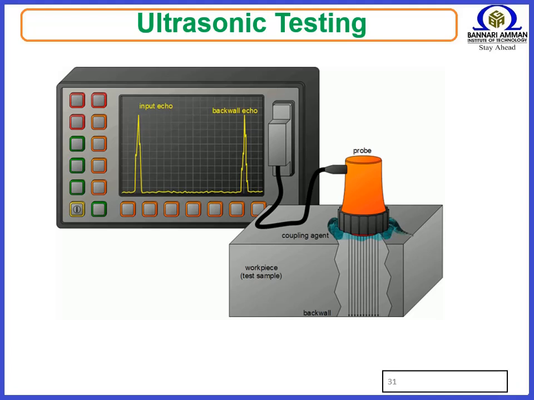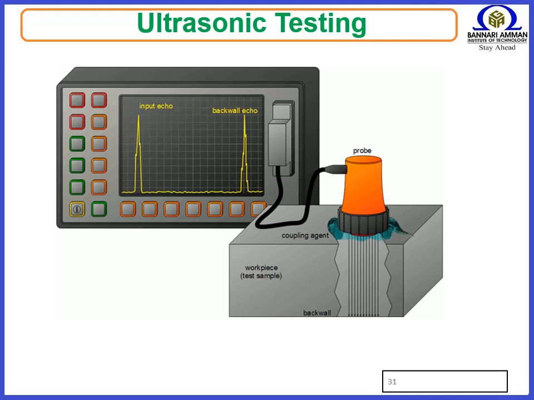A UT inspection system consists of several functional units, such as the pulser/receiver, transducer, and display devices. A pulser/receiver is an electronic device that can produce high-voltage electrical pulses. Driven by the pulser, the transducer generates high-frequency ultrasonic energy. The sound energy is introduced and propagates through the materials in the form of waves. When there is a discontinuity, such as a crack, in the wave path, part of the energy will be reflected back from the flaw surface.